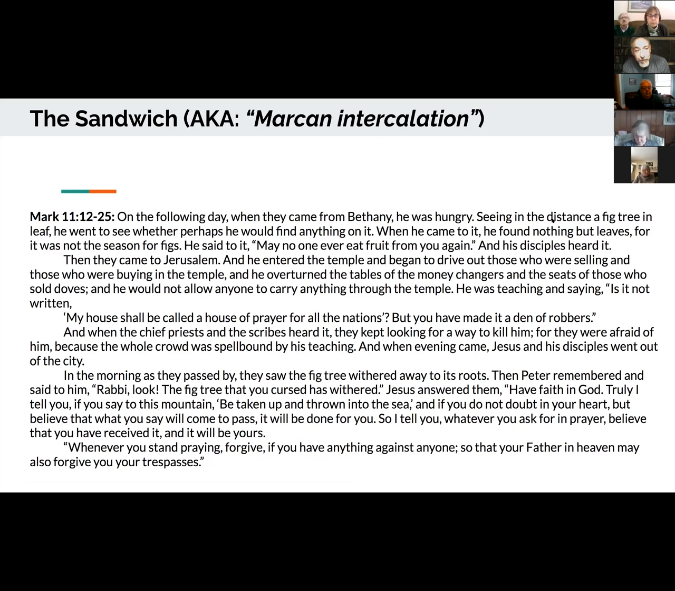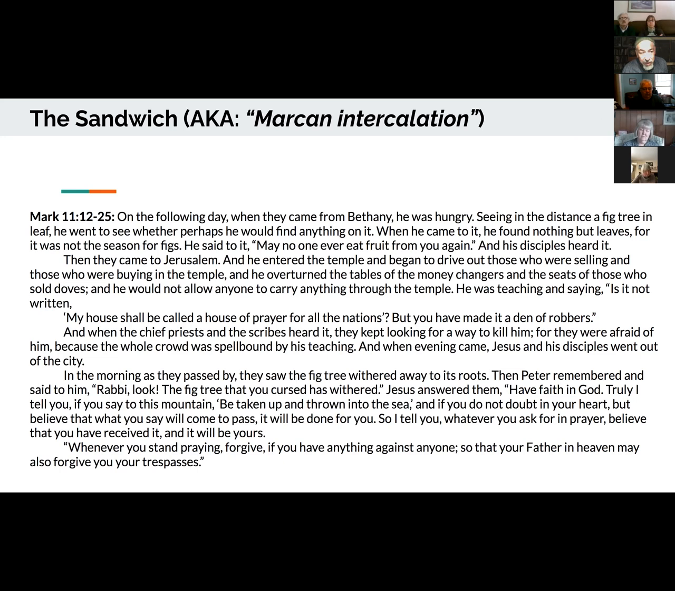And then immediately after this cursing of the tree takes place, they find themselves in Jerusalem. And I'll start reading from this passage here. They enter the temple and began to drive out those who were selling and those who were buying in the temple, and he overturned the tables of the money changers and the seats of those who sold doves, and he would not allow anyone to carry anything through the temple.